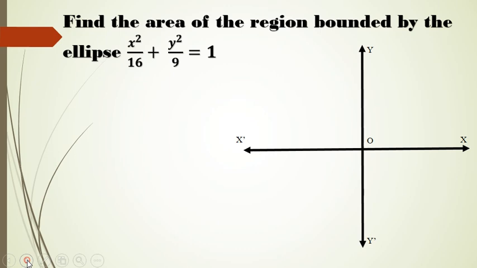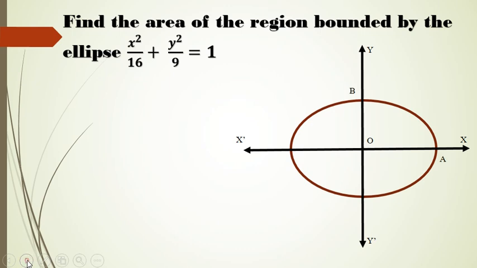Now draw the graph of the ellipse whose equation is given. This is the graph of the ellipse. The graph intersects the positive part of x-axis at A, the positive part of y-axis at B, the negative part of x-axis at C, and the negative part of y-axis at D. Now find out the coordinates of A, B, C and D.